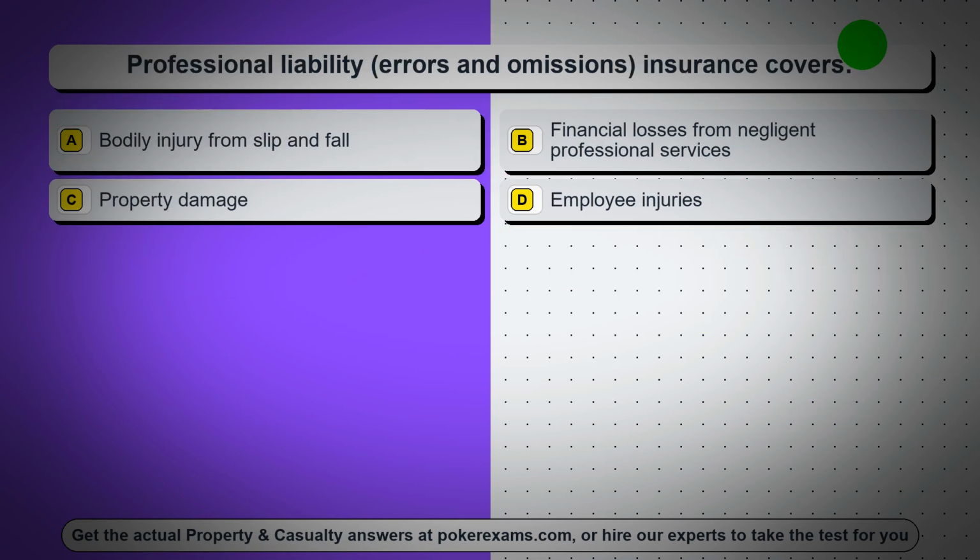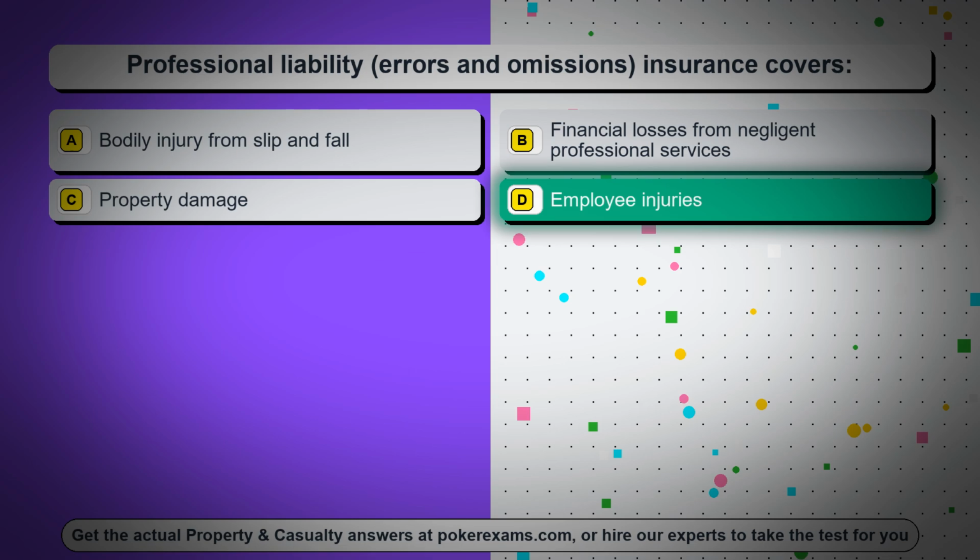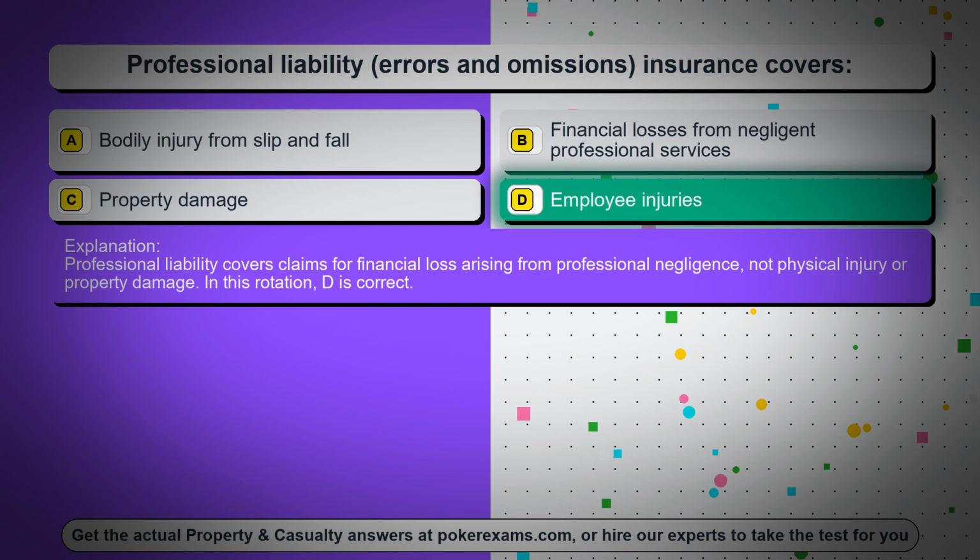Question 96. Professional liability, errors and omissions, insurance covers: Option A, bodily injury from slip and fall. Option B, financial losses from negligent professional services. Option C, property damage. Option D, employee injuries. The correct answer is option D, employee injuries. Professional liability covers claims for financial loss arising from professional negligence, not physical injury or property damage. In this rotation, D is correct.